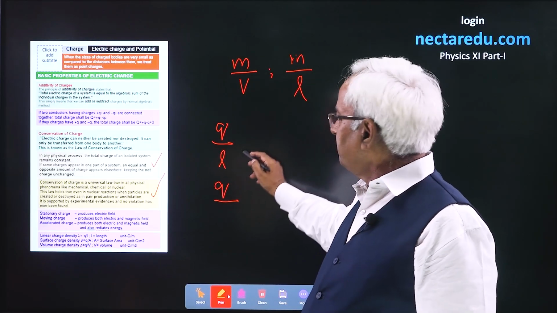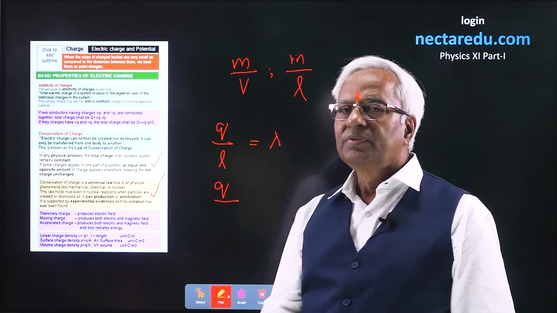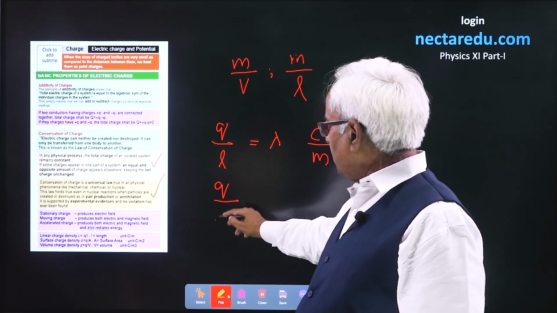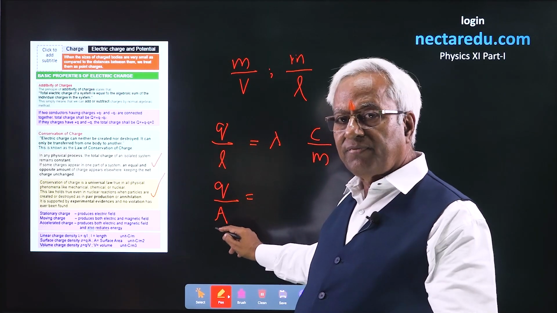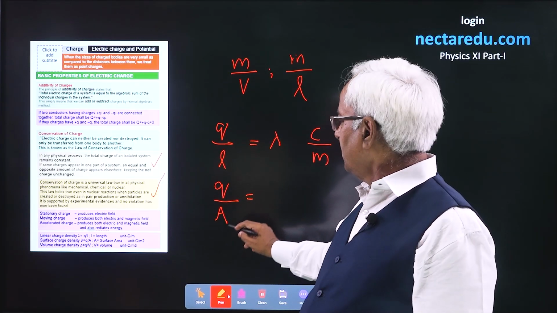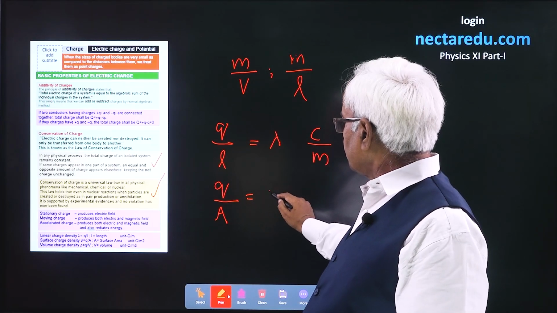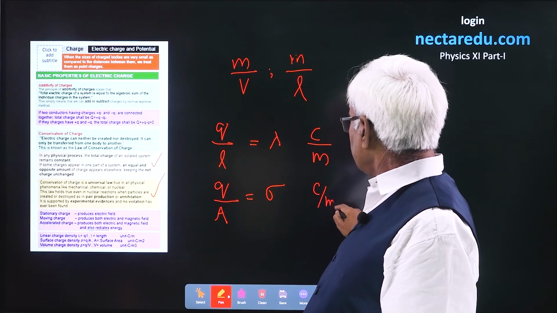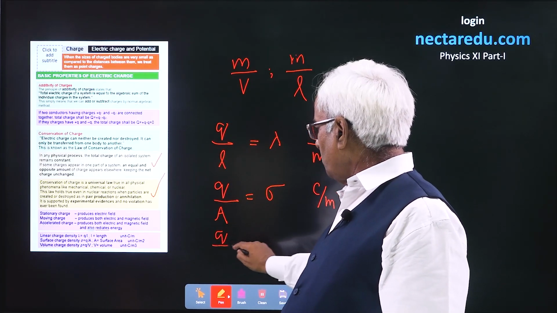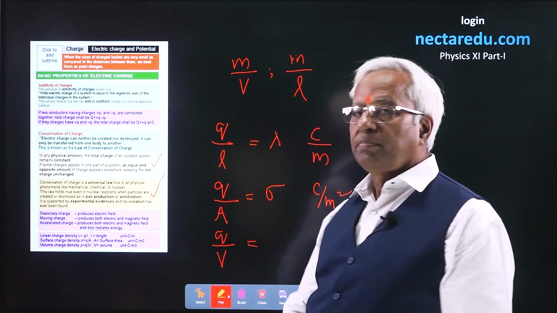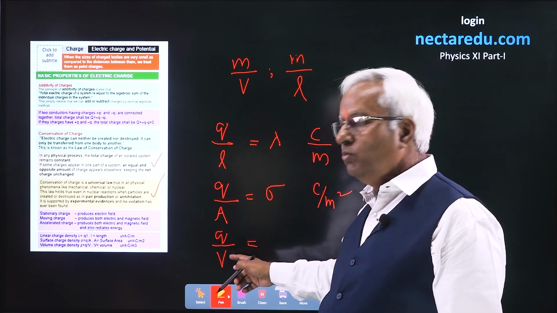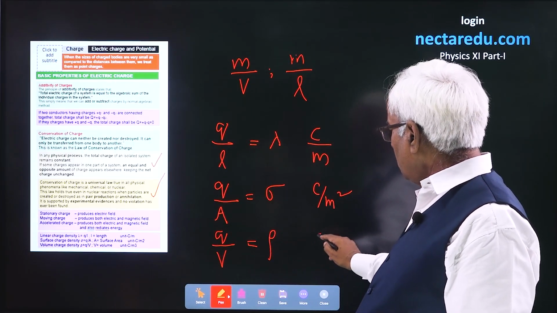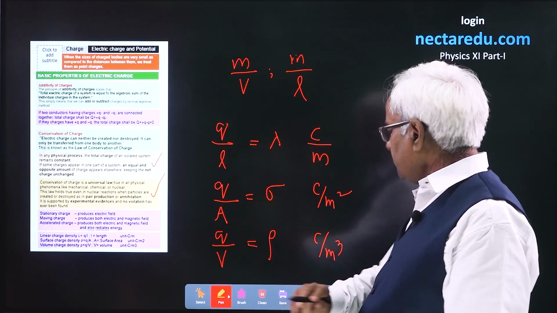Charge upon length becomes linear density, with unit Coulomb per meter. Charge upon surface area, see, it is surface area, not the cross-sectional area, this is surface density of charge, sigma, with unit Coulomb per meter square. And likewise, you have charge upon volume, where V stands for the volume of the conductor holding the charge. This is shown by the letter rho, and it will have the unit of Coulomb per meter cube.